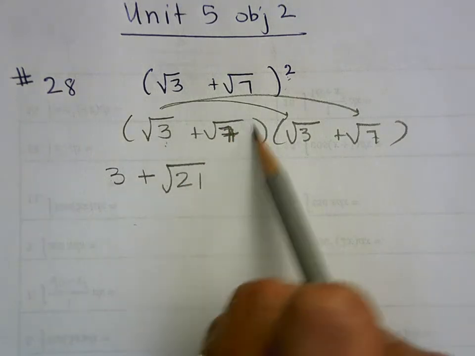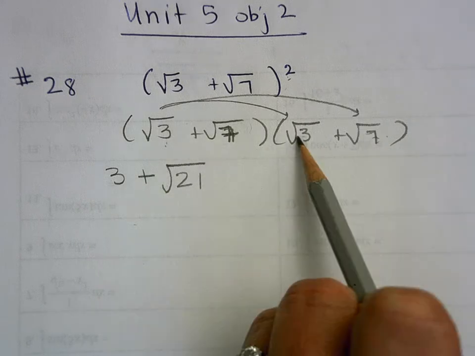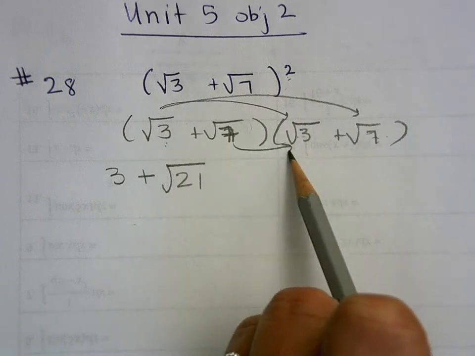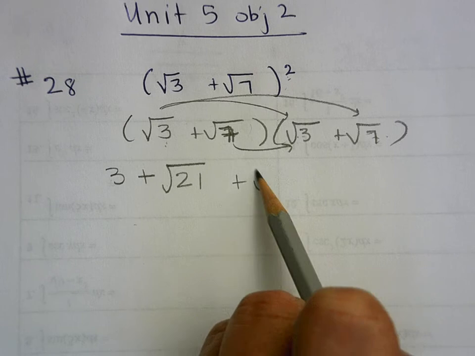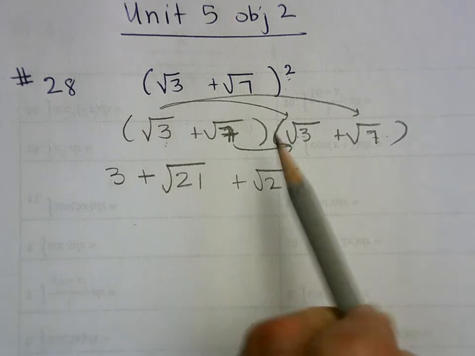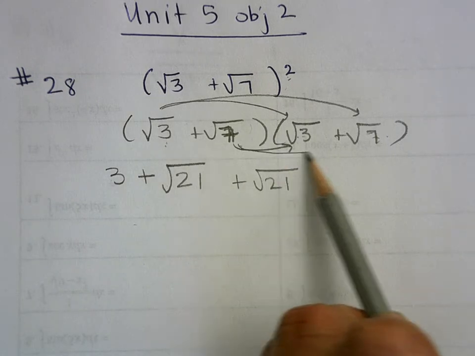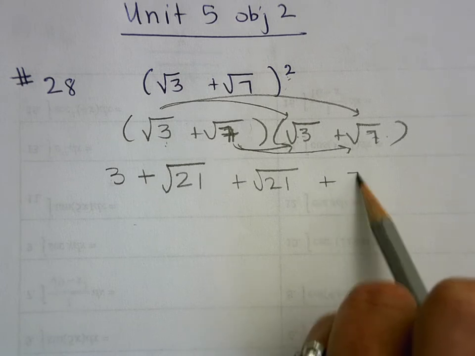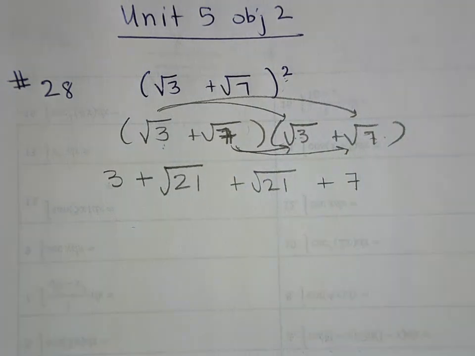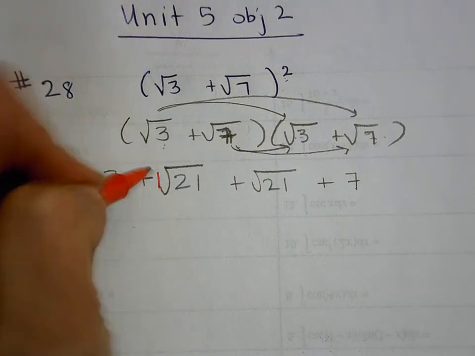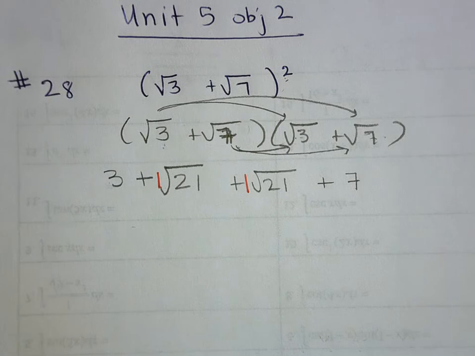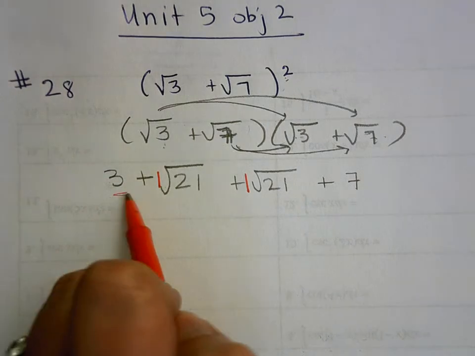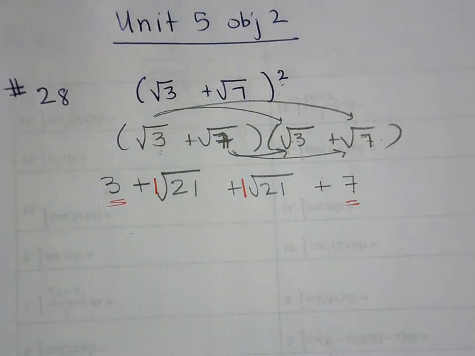And now I want to multiply the square root of 7 times both of these terms. So square root of 7 times square root of 3 is still just square root of 21. And then finally, the square root of 7 times itself will be square root of 7 squared, which is just 7. And then once I get to here, all I'm looking to do is combine like terms. So there's an implied 1 in front of both of these radicals. So I'm going to add the 3 and the 7 together.